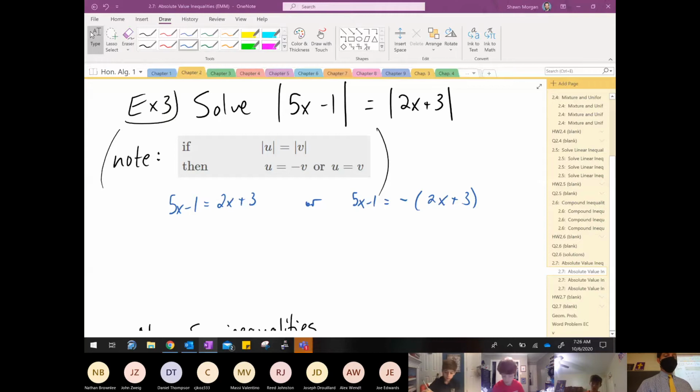So we got x equals 4/3. Over here, I need to distribute my negative first. So negative 2x minus 3. And then I can add 2x to both sides and add 1. And divide by 7. So those would be my two answers: 4/3 or -2/7. Again, just take your time, show your steps, peel back the layers, combine like terms, all that good stuff.